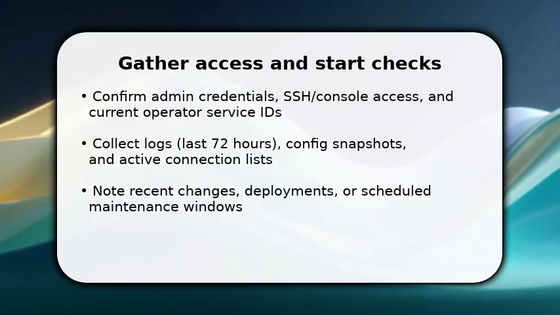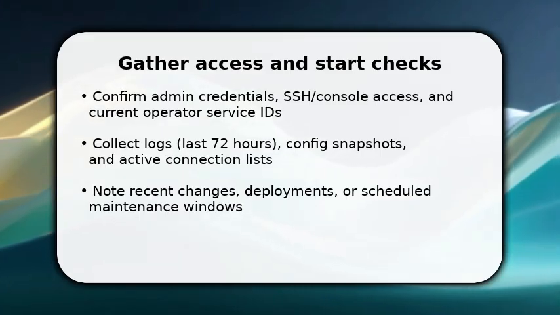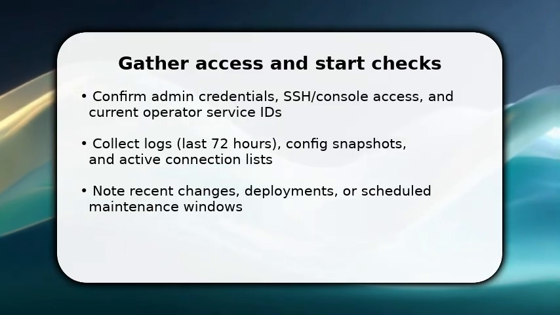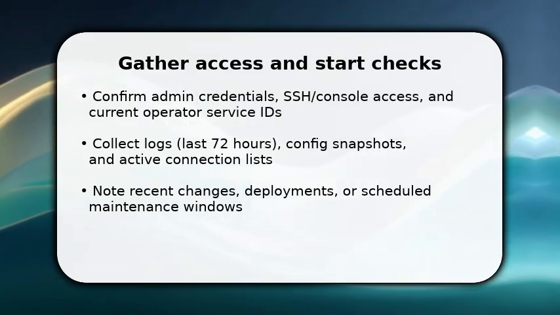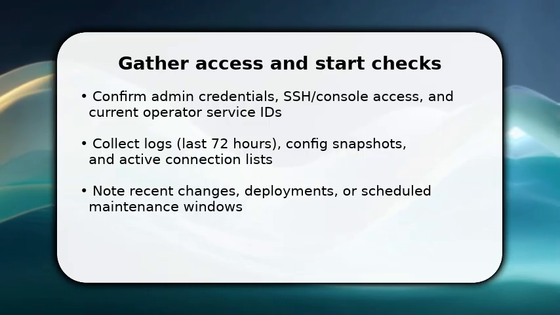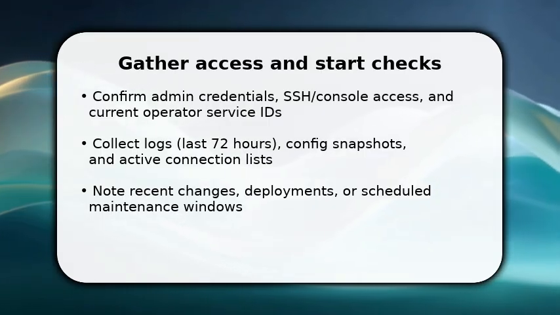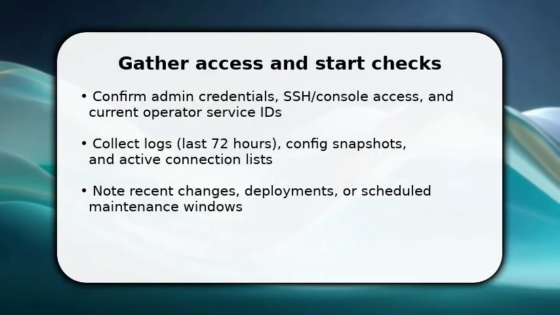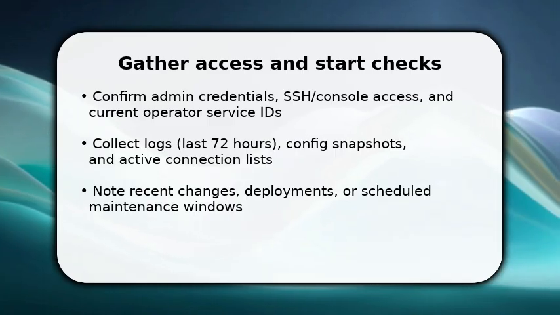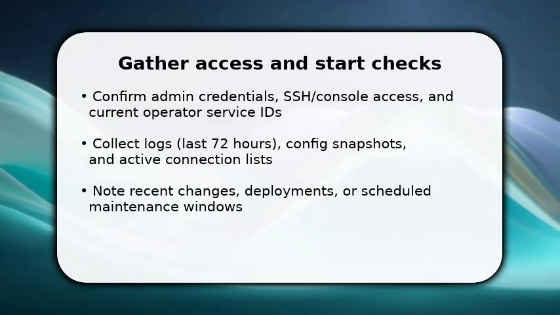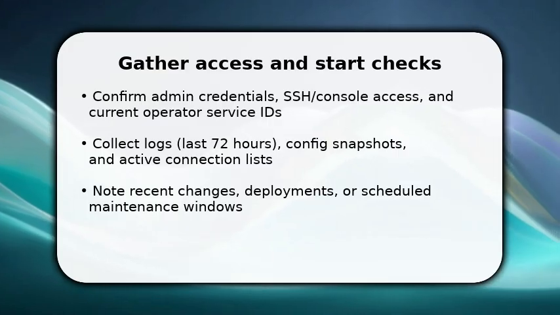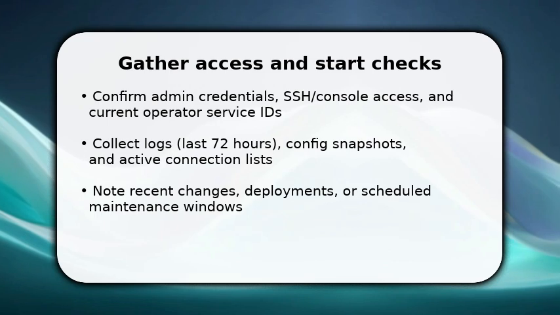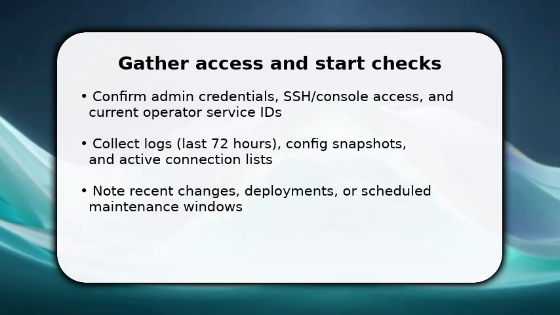You start now, log into the operator control plane with admin credentials and open the service dashboard. Verify SSH or console access to the primary node and pull the last 72 hours of logs and a current config snapshot. While you're connected, list active operator service IDs and note any recent deployments or maintenance windows. This identifies potential triggers. Once done, lock a terminal session for consistent timestamps so later comparisons match precisely.